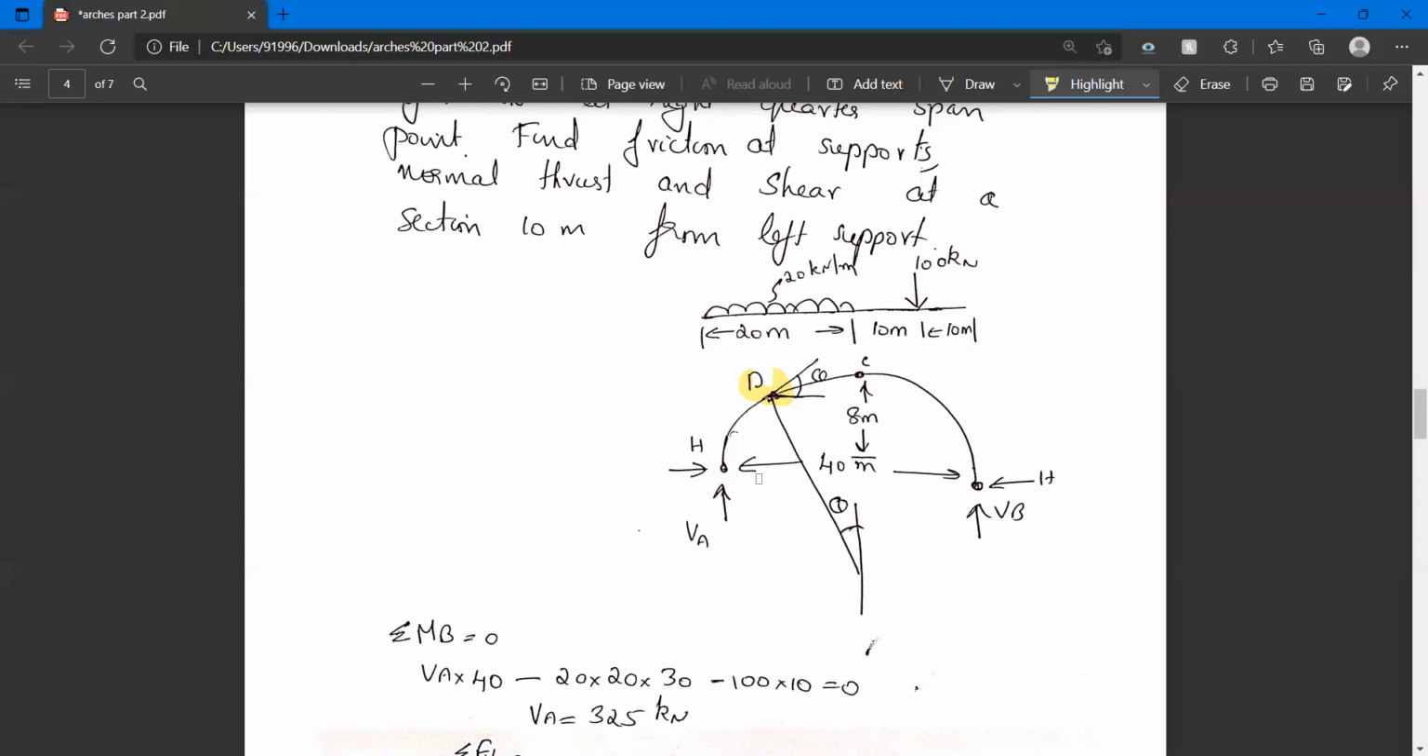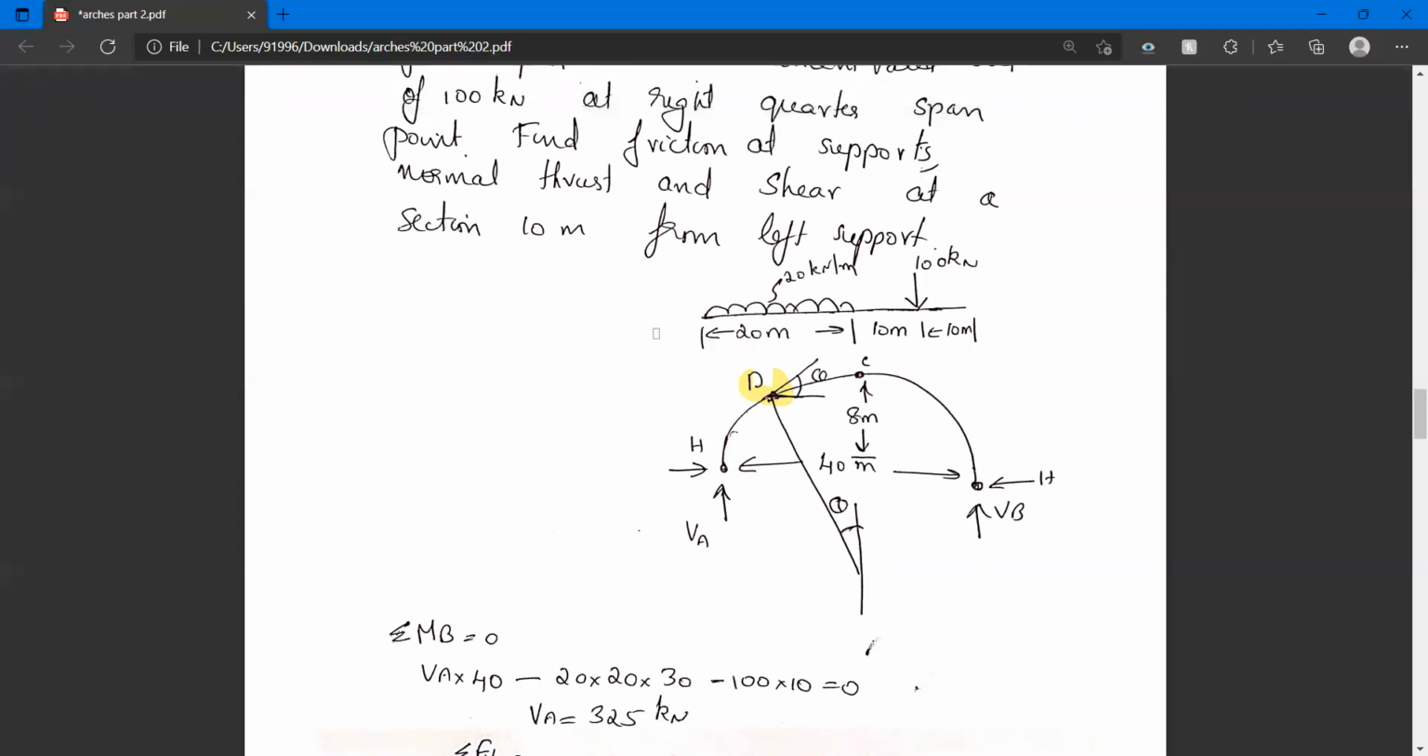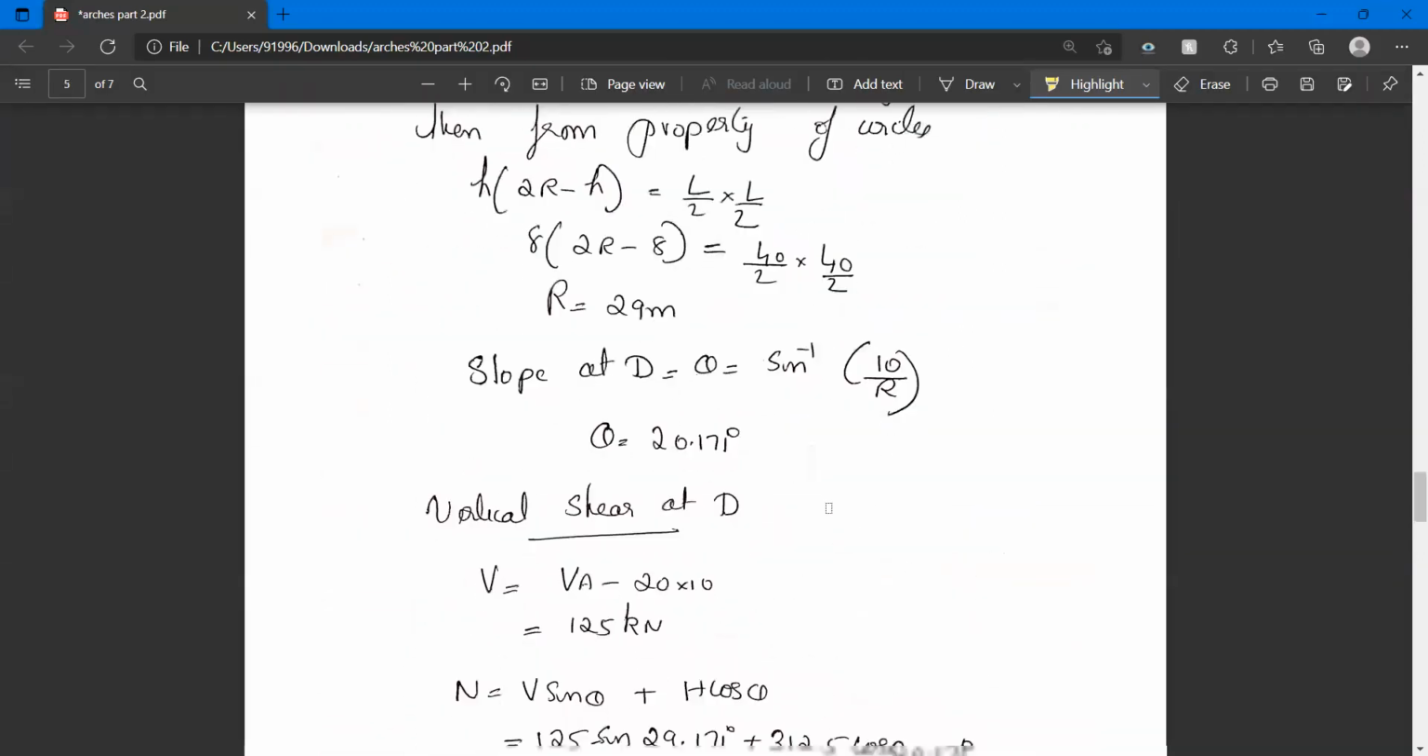So let us take from the left. Summation of forces till D. Which all forces are there? VA is there, UDL is there till D. Okay, so VA minus UDL acting till D. How much is that? 20 into distance from left to D, which is 10 meter. So VA minus 20 into 10.